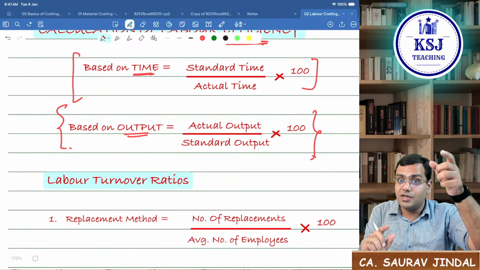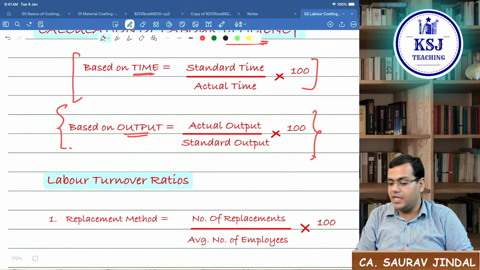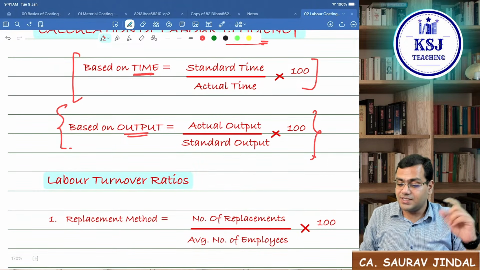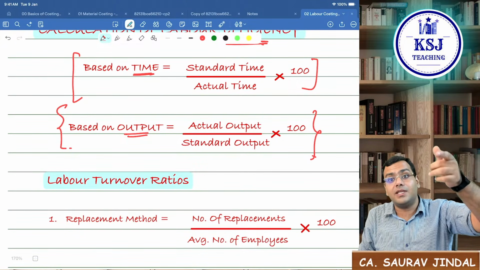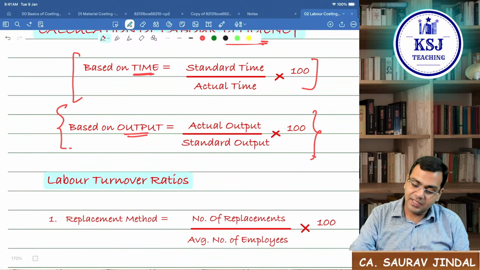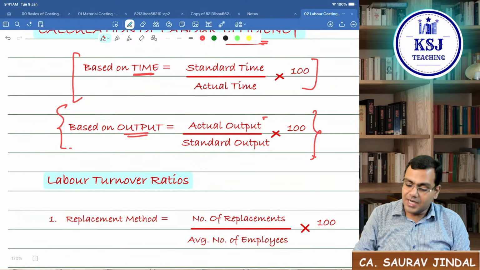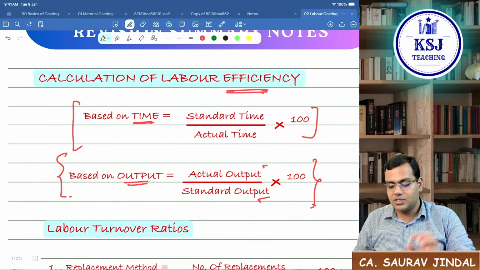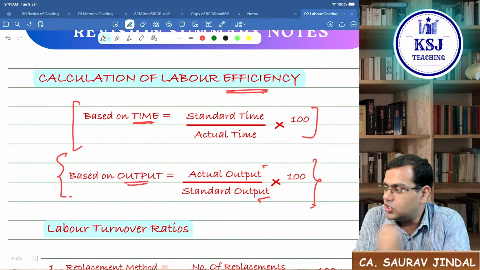That is good, sir. The efficiency will be high. So standard time by actual time. When it comes to the output, we are saying the actual output should be more than the standard output. So we take the actual output in the numerator, standard output in the denominator into 100. Right? So this is a small concept on labor efficiency.